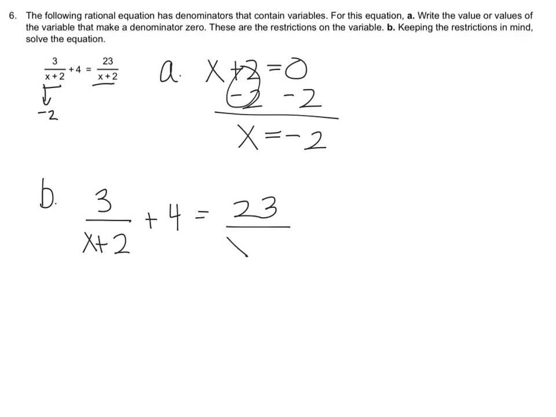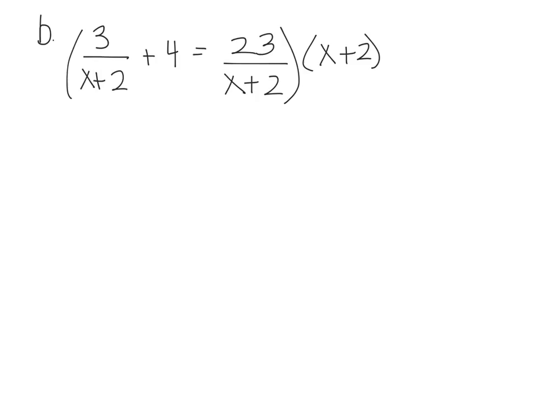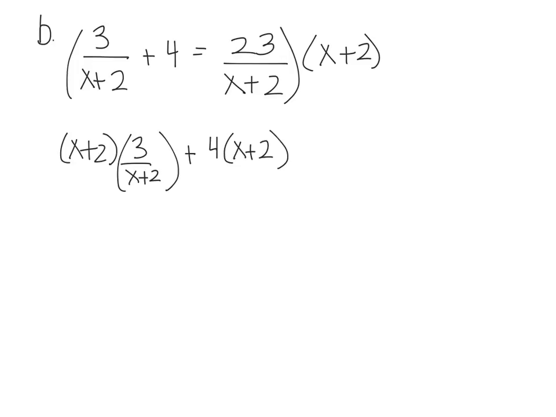Now I have a denominator of x plus 2 in two of my expressions. So I want to get rid of the denominator in order to solve. In order to do that, I'm going to multiply the entire equation by x plus 2. That means I need to distribute the x plus 2 to each term in the equation. When I do that, I get x plus 2 times 3 over x plus 2, plus 4 times x plus 2, equals x plus 2 times 23 over x plus 2.